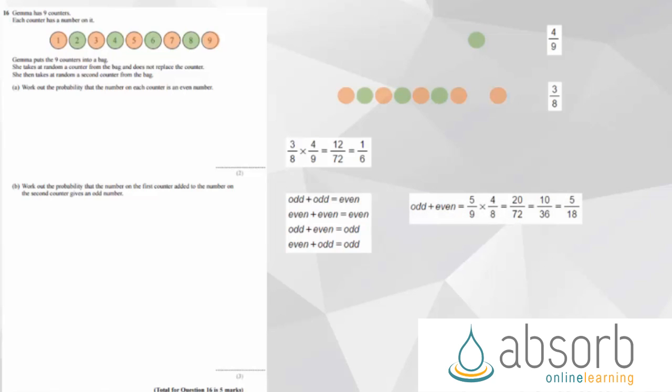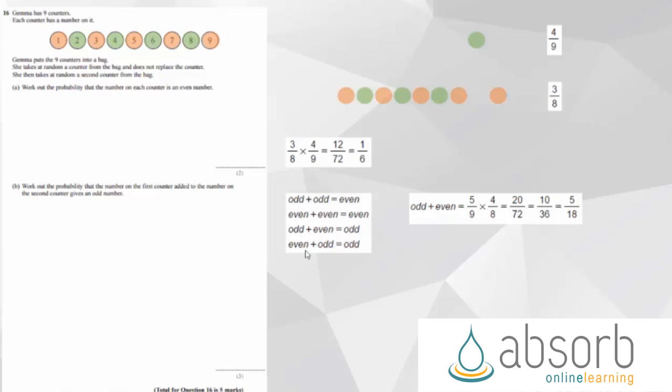Now, to get an odd number, we'd need to have a probability of 5 out of 9. We've got 5 odd numbers, so there's a chance of picking an odd number 5 times out of 9. That would leave us with 8 counters in the bag, of which 4 of them would be even because we haven't picked out an even one, we've just picked out an odd one. And that would then give us a probability of getting an even number of 4 over 8. And multiplying these probabilities together and simplifying it down gives us a probability of 5 out of 18.